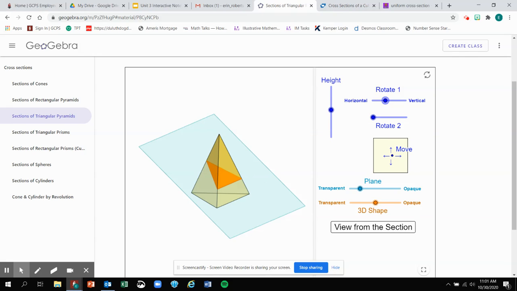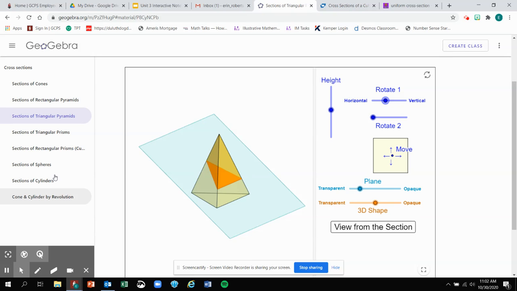So every cross section that is possible for a triangular pyramid is a triangle, unless you cut it in some very strange way. All of our typical cross sections for a triangular pyramid will be a triangle because all of the sides are triangles.